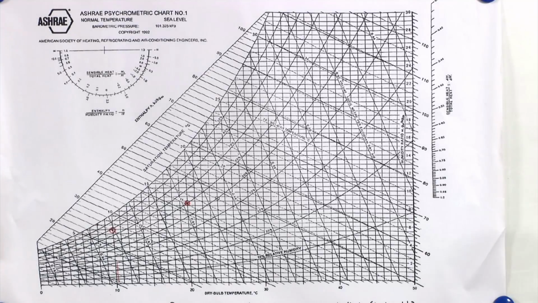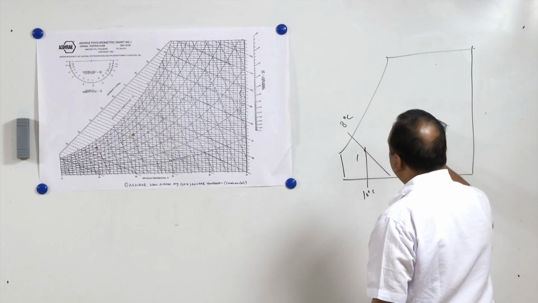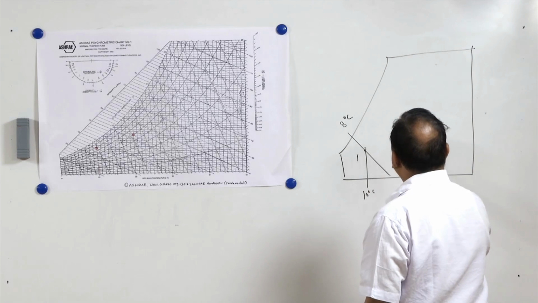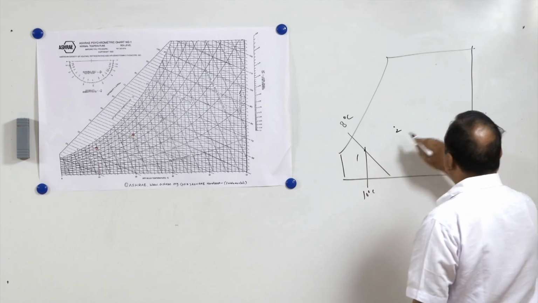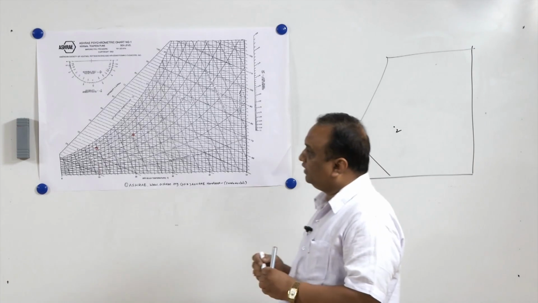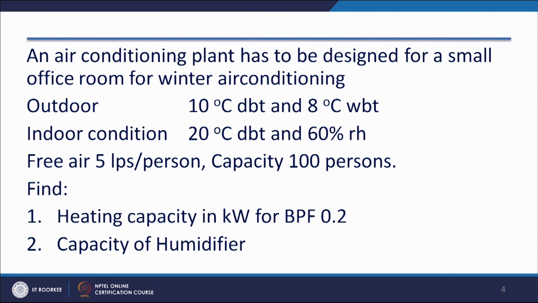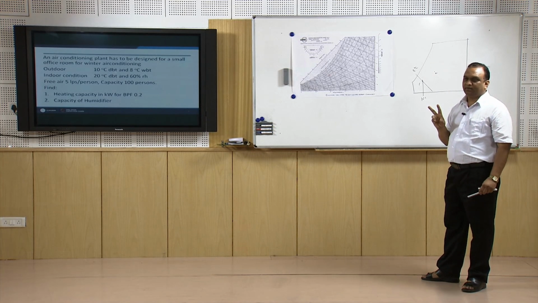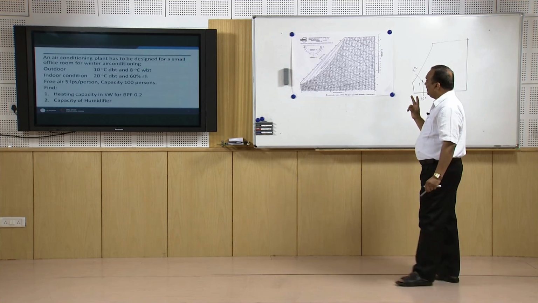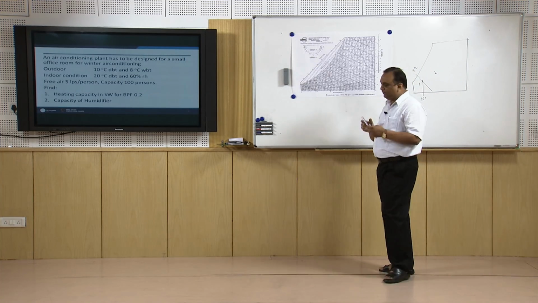And here we can show the indoor condition somewhere here. This is state 2, which is 20 degree centigrade dry bulb temperature and 60% relative humidity. Now, heating and humidification, there are two processes involved here. First of all, we have to heat the air and then humidification has to be done.